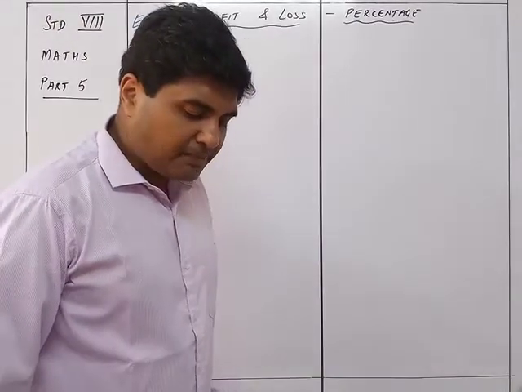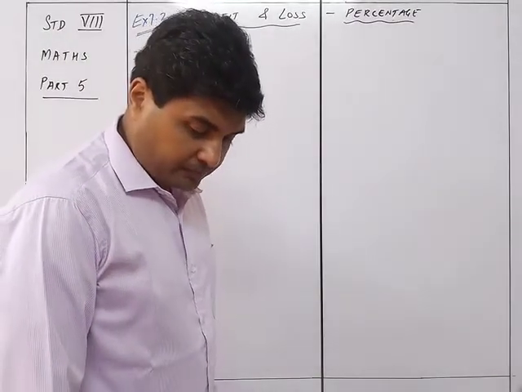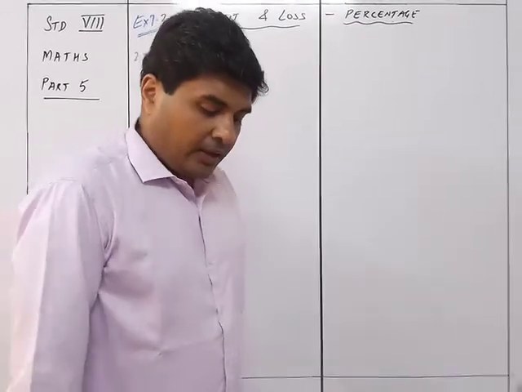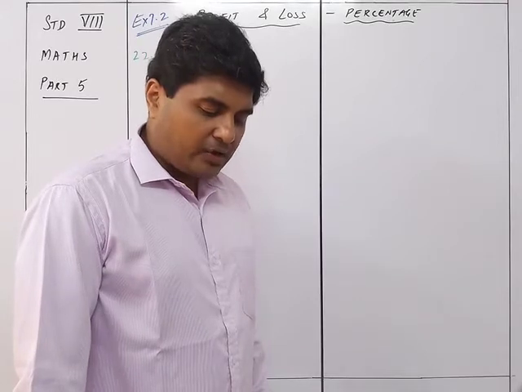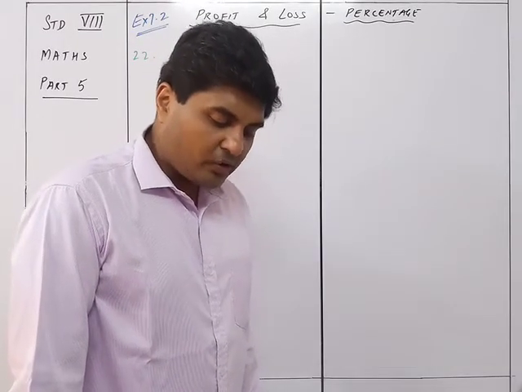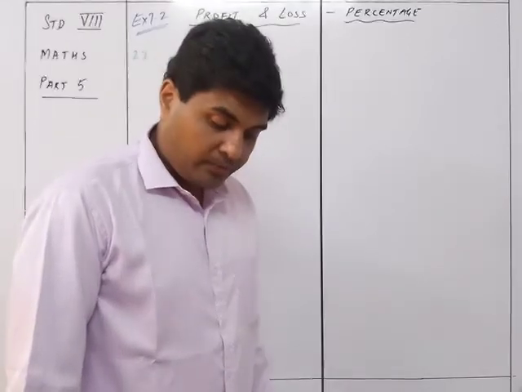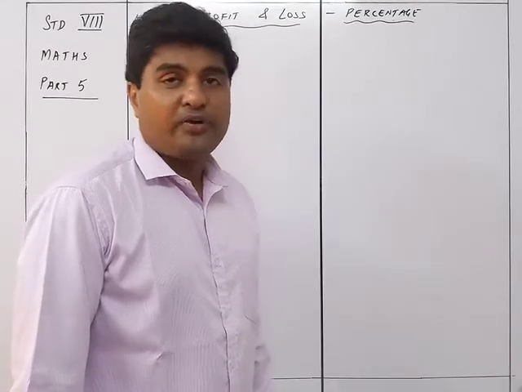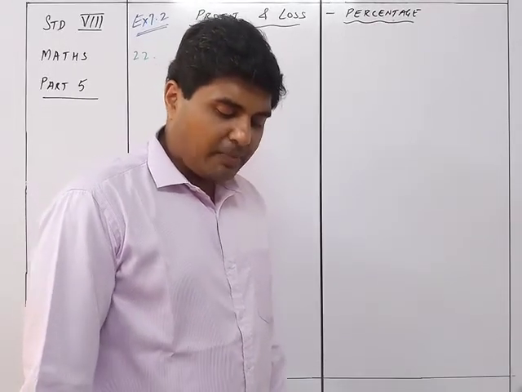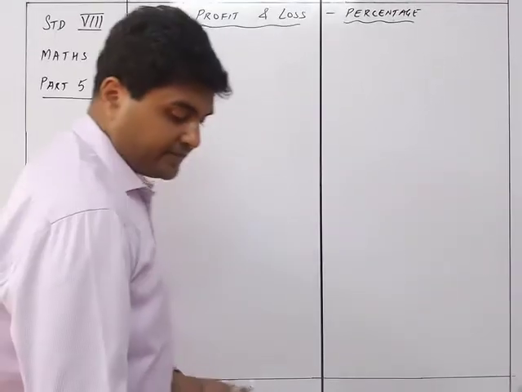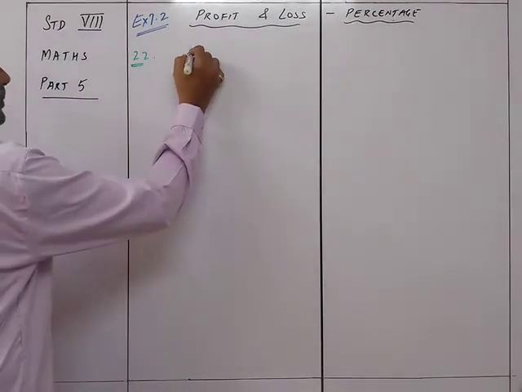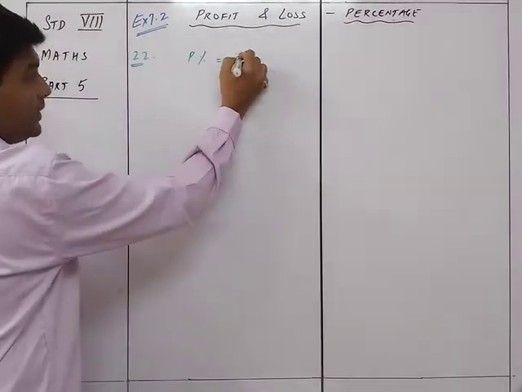A shopkeeper sells a bag at 12% profit. If he had sold it at rupees 39 more, he would make a profit of 18%. Find the cost price of the bag for the shopkeeper. So it is given over here. First thing, what is given is that the profit percent is equal to 12%.